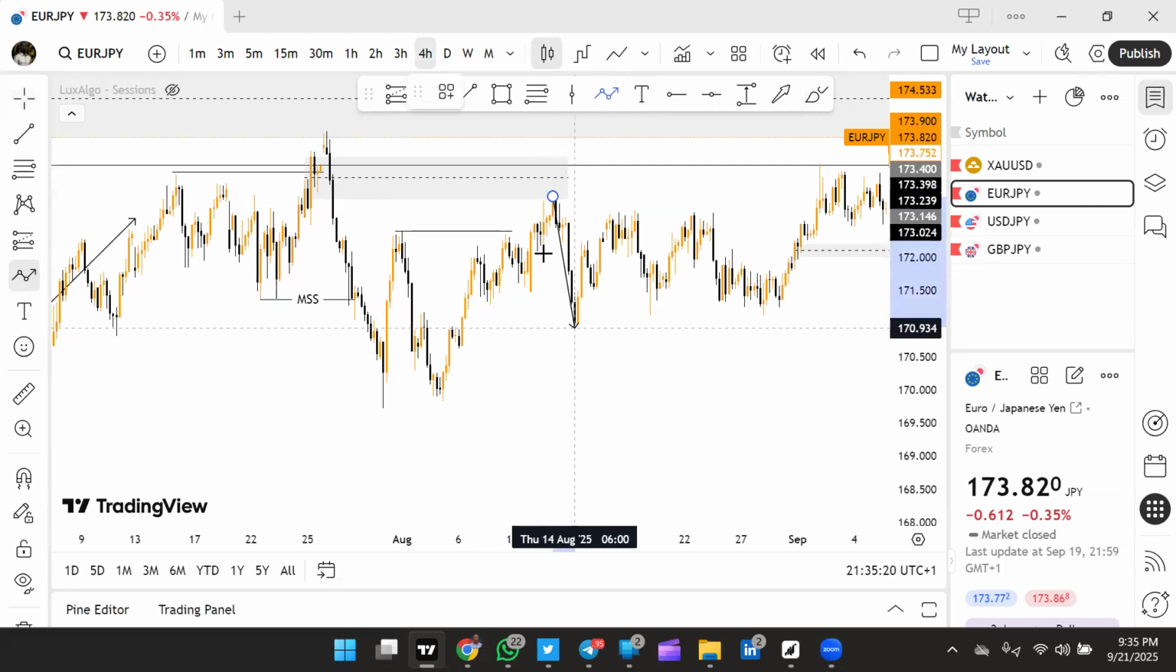You can easily catch this on the lower time frame, let's say 30 minutes or 15 minutes. This move is a strong move. Are you getting it? You can catch what?